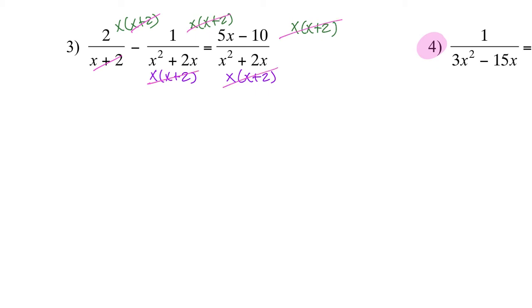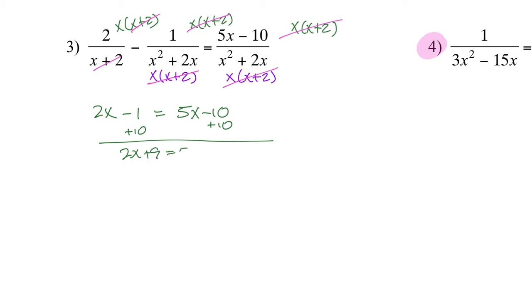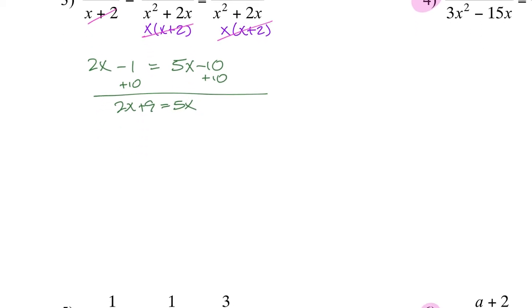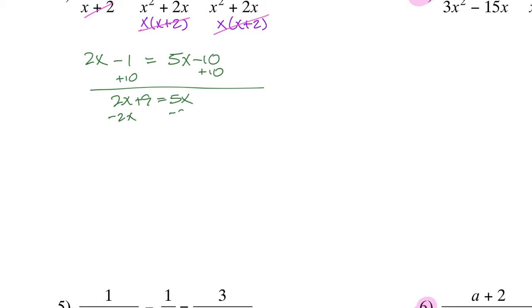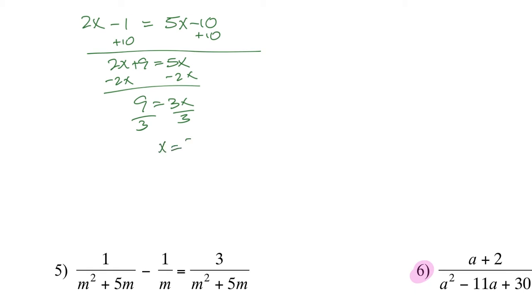So now I have 2 times x minus 1 equals 5x minus 10. And I'm just going to combine like terms. So I'm going to add the 10 on both sides. So 2x plus 9 equals 5x. And now I'm going to subtract 2x on both sides. So 9 equals 3x. And then I'm going to divide by 3. That means that x equals 3.